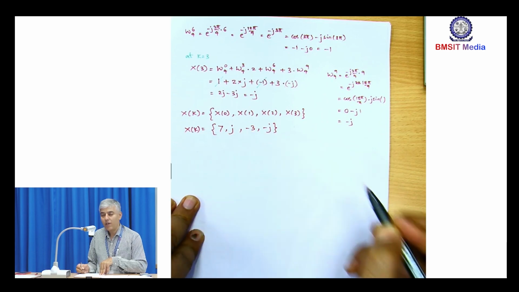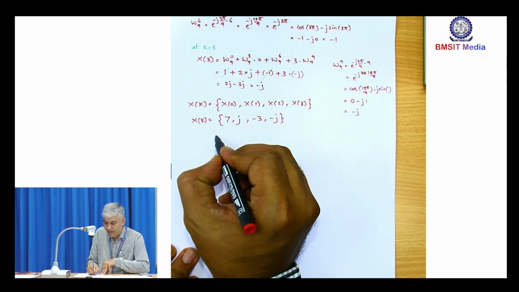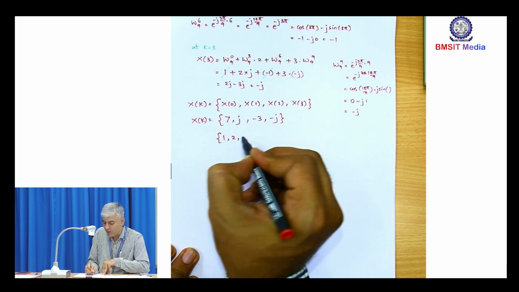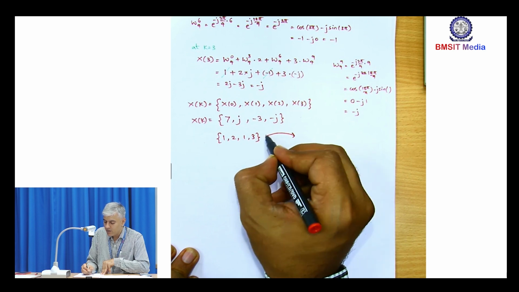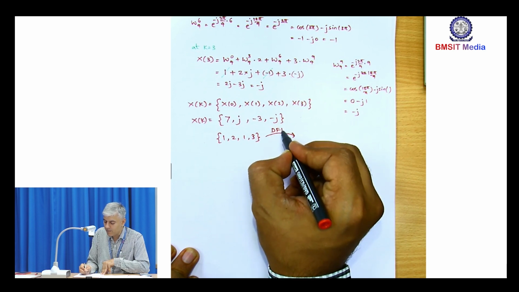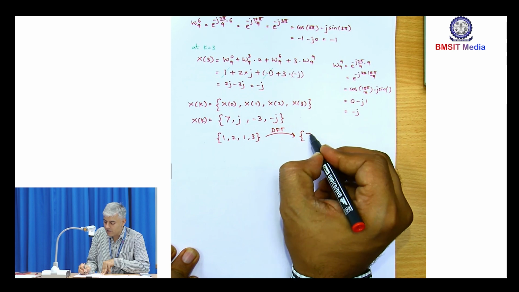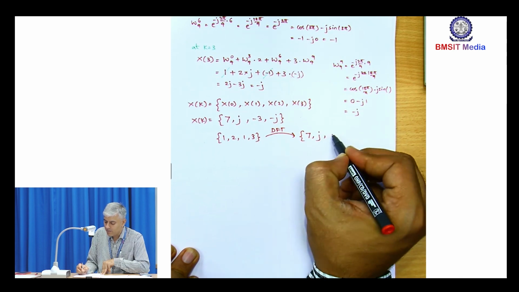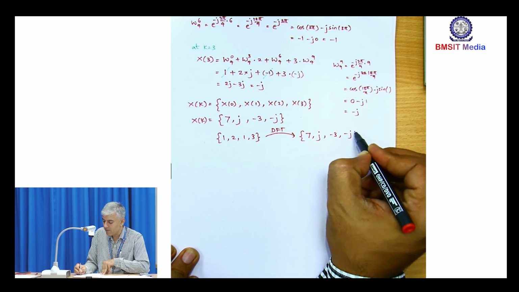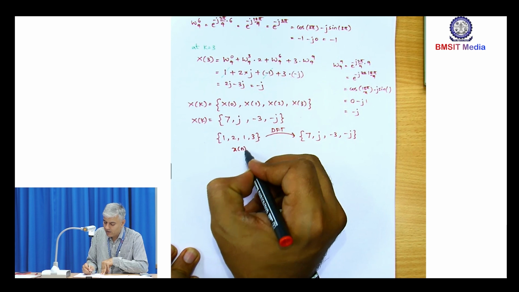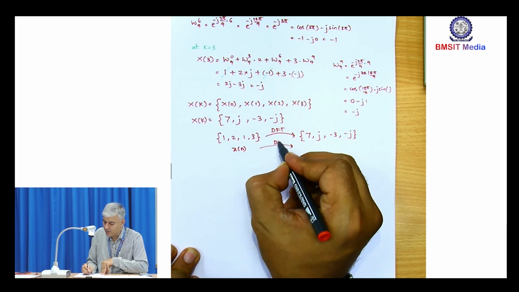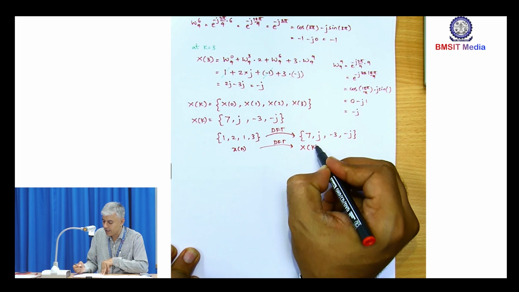So this is the discrete Fourier transform of the signal x of n. That is, if we have the signal like 1 2 1 3, this is the signal on which we were working till now. If you take the discrete Fourier transform of that, we will get 7, j, minus 3 and minus j. So this is the discrete Fourier transform. So from time domain, we transformed it into a frequency domain representation.